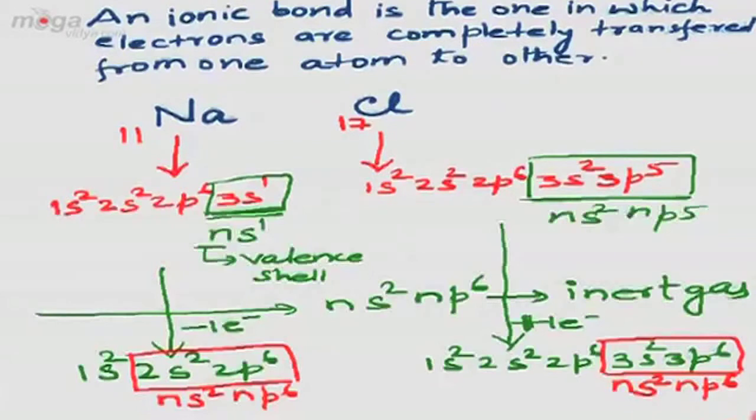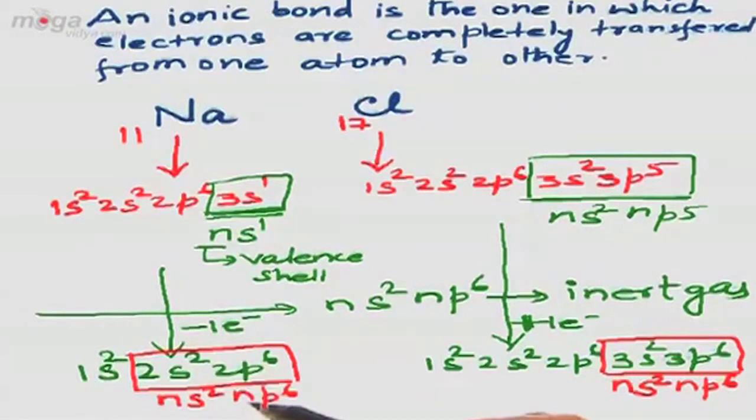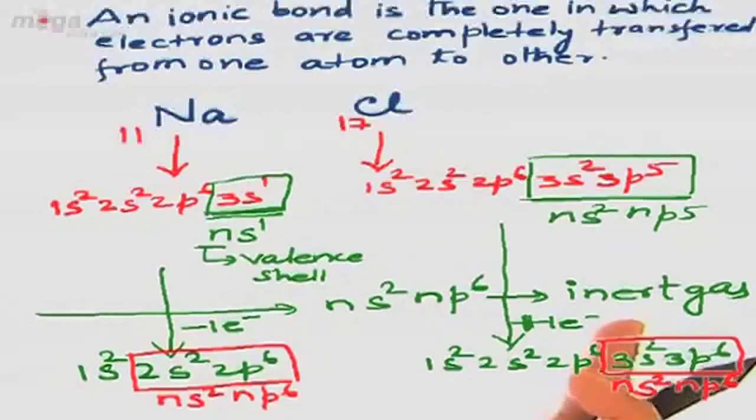Hence in both cases, after the loss of one electron from the sodium atom, its configuration resembles the inert gas configuration, that is ns2np6, and also after the gain of one electron by the chlorine atom, its new configuration is 3s2 3p6, which resembles the ns2np6 configuration. So basically this is the process which is observed in the case of ionic bonding.